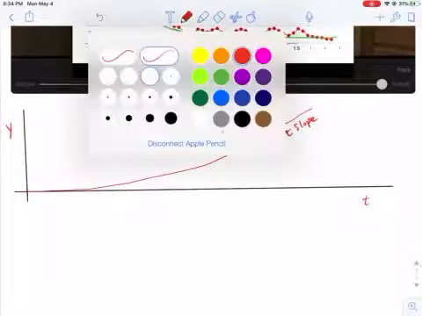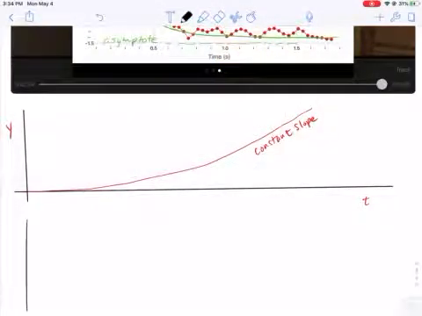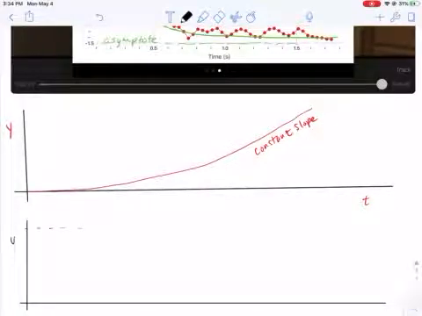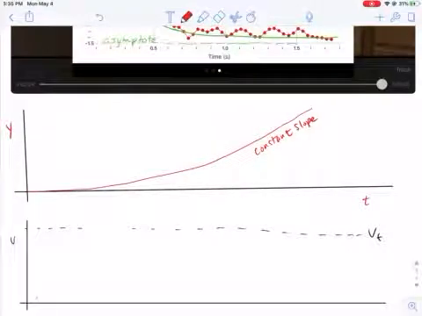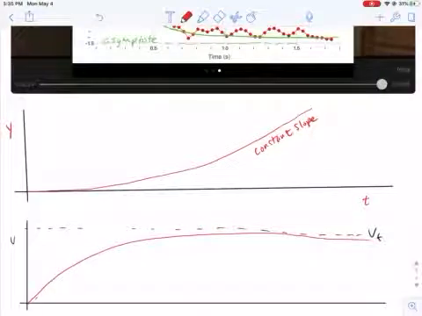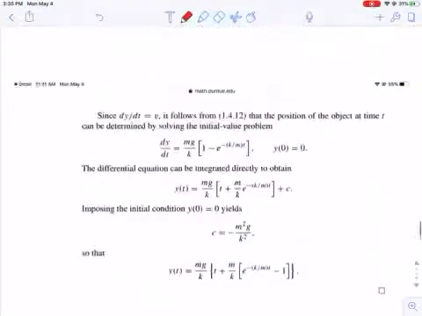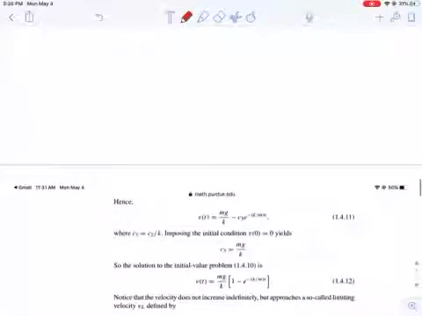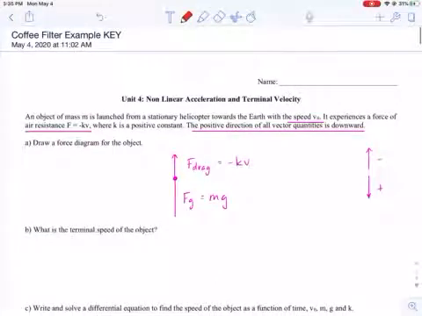And then if I were to do the same thing for the velocity time graph, I'm going to put in a dotted line for my terminal velocity. And so it's going to look something like this. That should be a little straighter at the end, but I think you get the idea. By the way, these pages I'm passing here are a textbook explanation of the same problem, just in case you want to see a textbook explanation of the same problem.